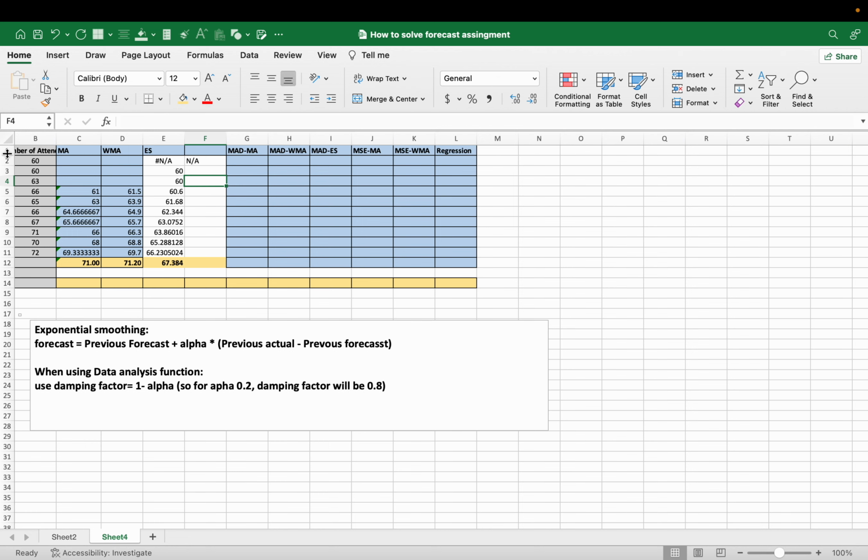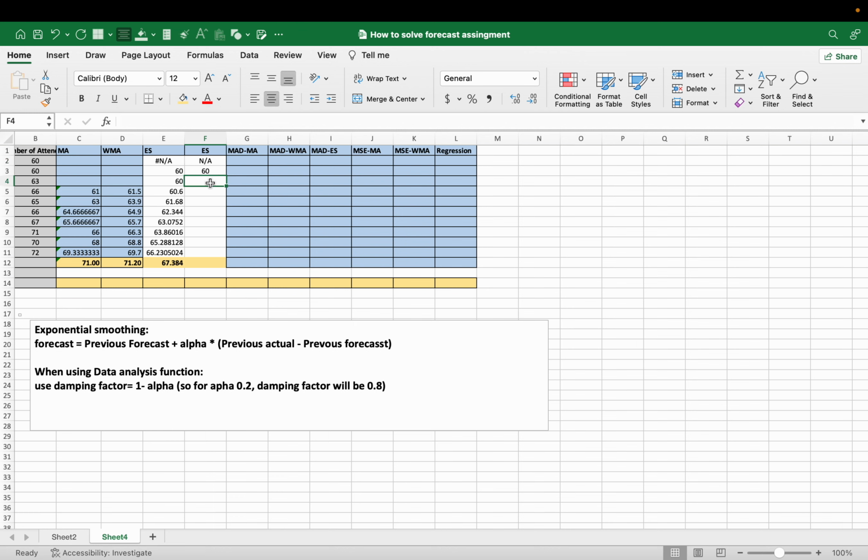And when this 60 becomes available, then that becomes the forecast for the second period, so we write it here. So this is the first step, whereby the top value will always be not applicable in exponential smoothing, and the second value will be the top value from your data column.